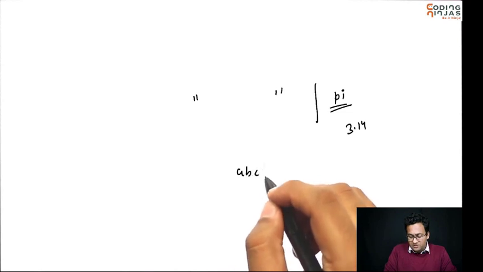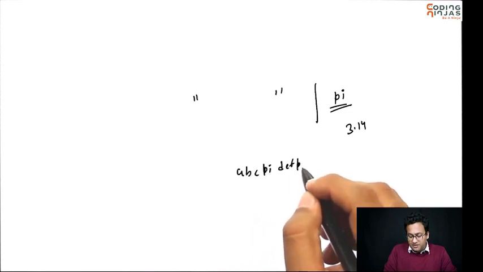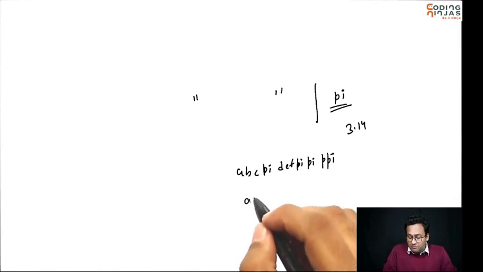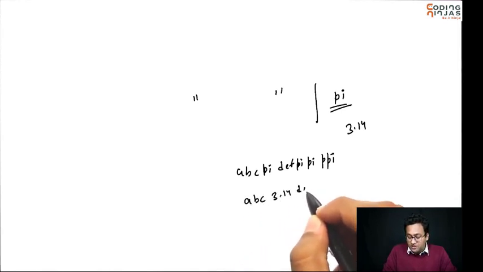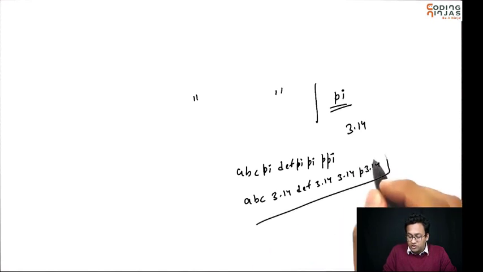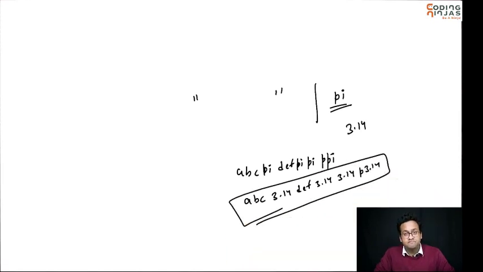So if you give me ABC pi, DEF pi, then what's going to happen? I'm going to replace that with ABC 3.14 DEF 3.14. That's what the output should be. That's what we need to do.